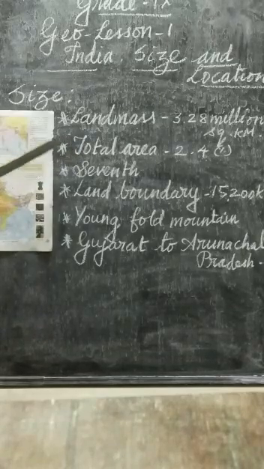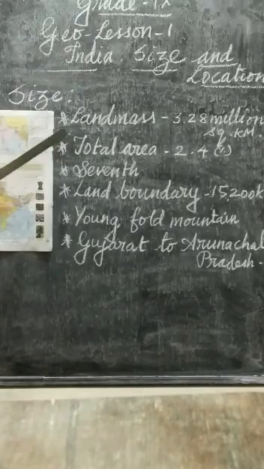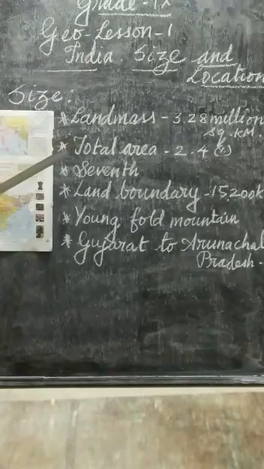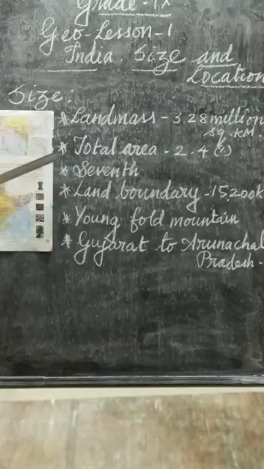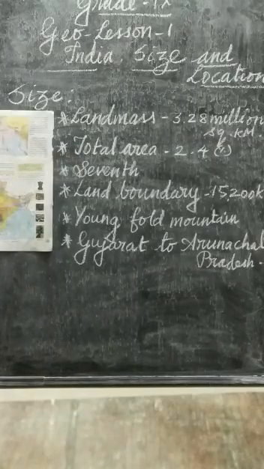You know one thing, India is the second most populous country in the world. The country has a land boundary of about 15,200 kilometers. And the total length of the coastline of the mainland including Andaman and Nicobar Islands and Lakshadweep is 7,516.6 kilometers.